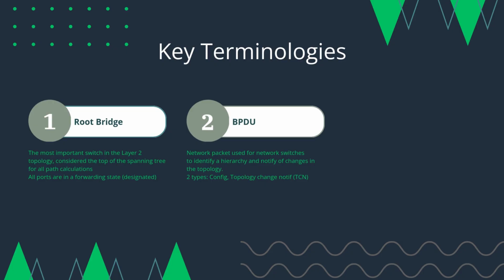There are two types: configuration BPDUs, which identify the root bridge and contain topology change information, and topology change notifications, or TCNs, which alert the network when the topology changes.